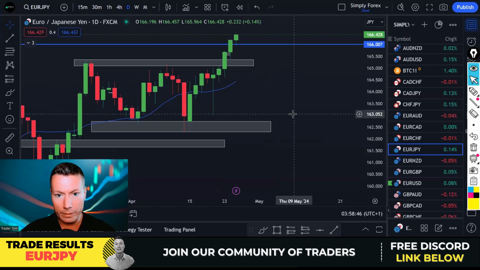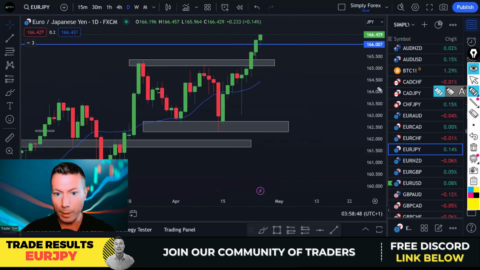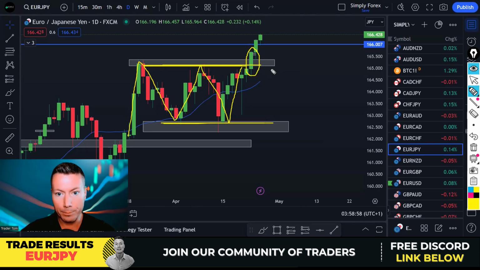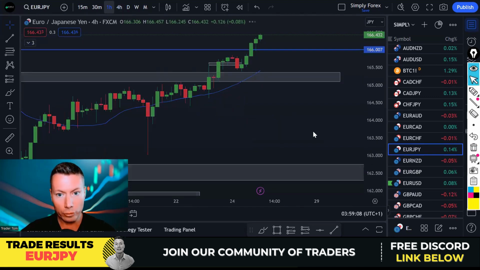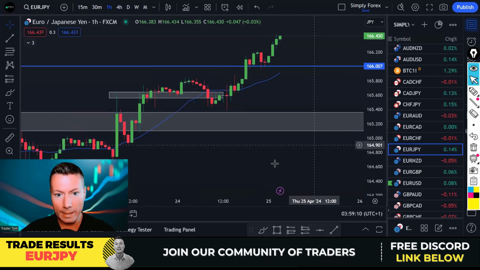If we start with the day chart, we were looking to buy this because we had broken out of this range. We found ourselves in this range. Price broke out with this nice bullish candle, and the idea was just take it a little bit further up to this psychological level. And again, that's exactly what happened. If we drop down to the H1, though, again, it was breaking down.